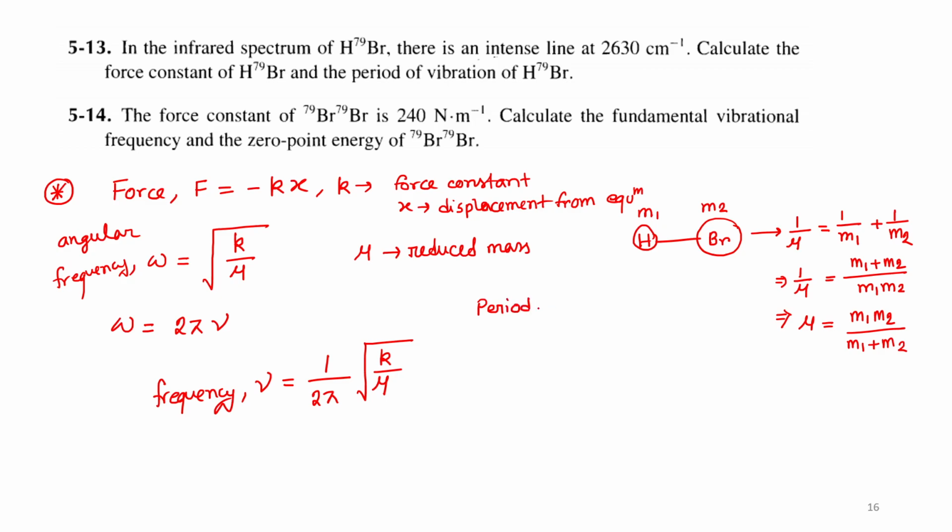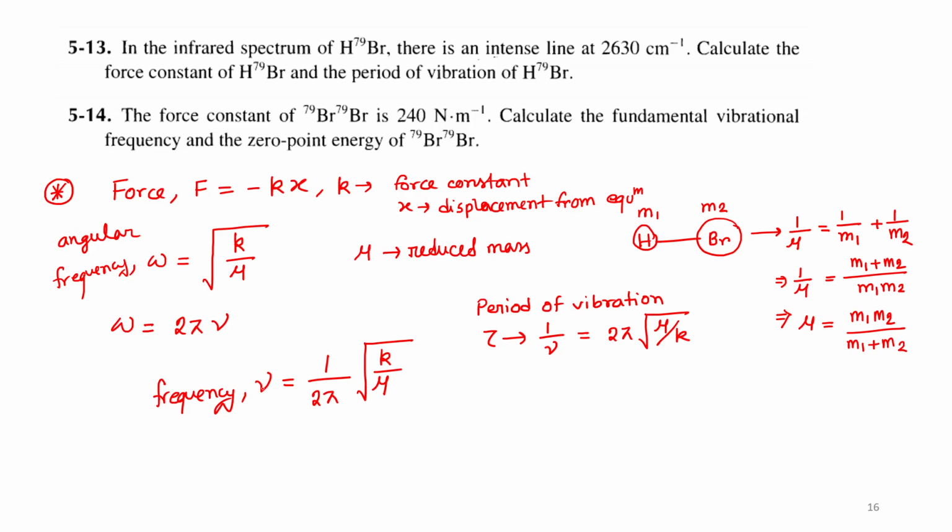That is the time period, right? Period of vibration is going to be 1 by tau, 1 by nu. So that would have been 2 pi root mu by k, right? But to get that, we need the value of the force constant, right? So for that we have another formula.